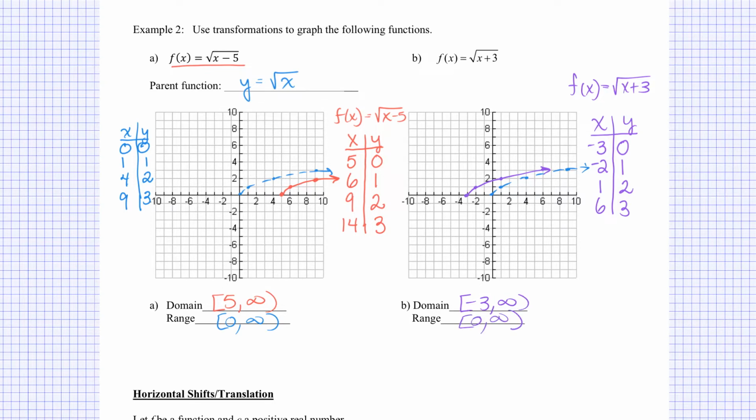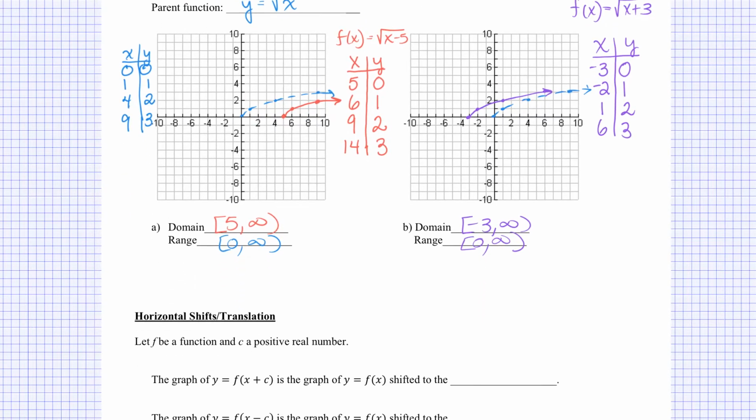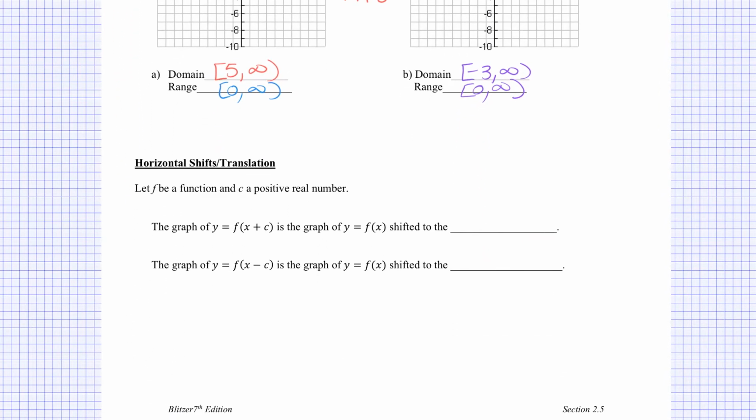So what pattern have we observed through these two examples? If we let f be our function and c a positive real number, then the graph of y equals f of the quantity x plus c is going to be a shift of the graph of y equals f of x to the left c units.